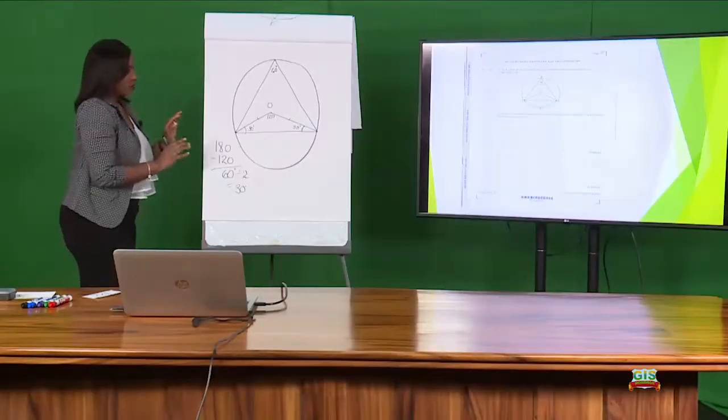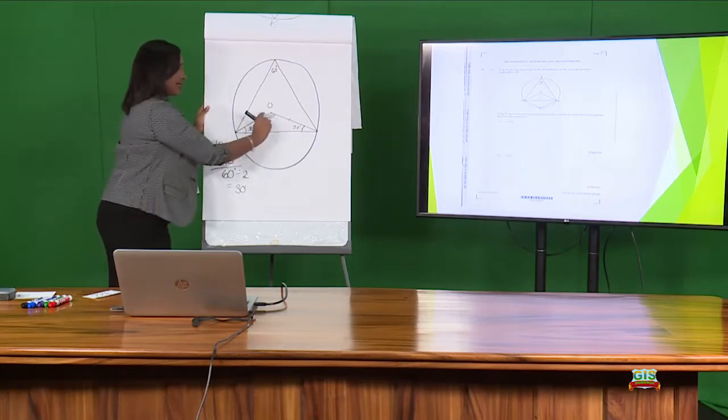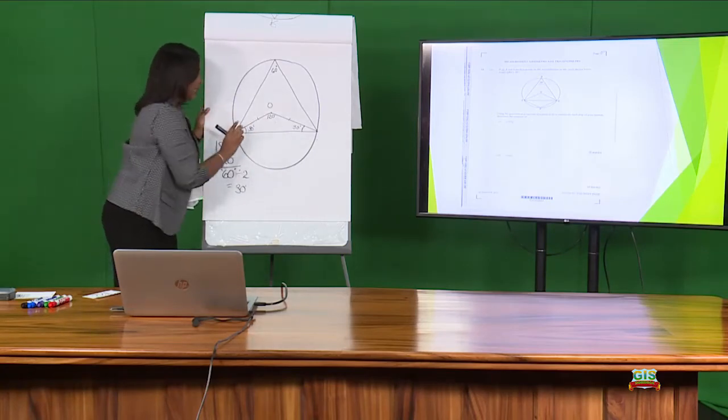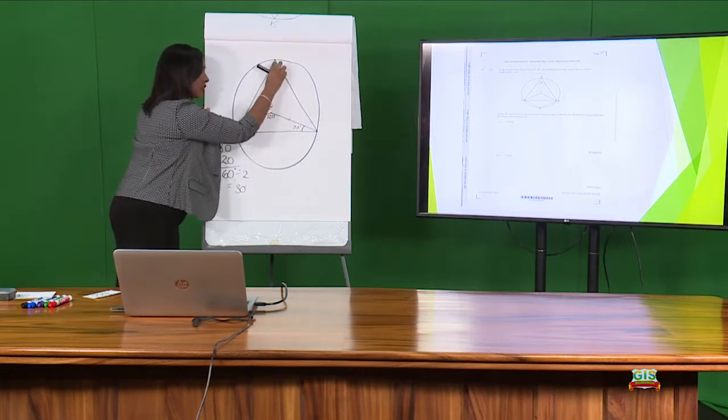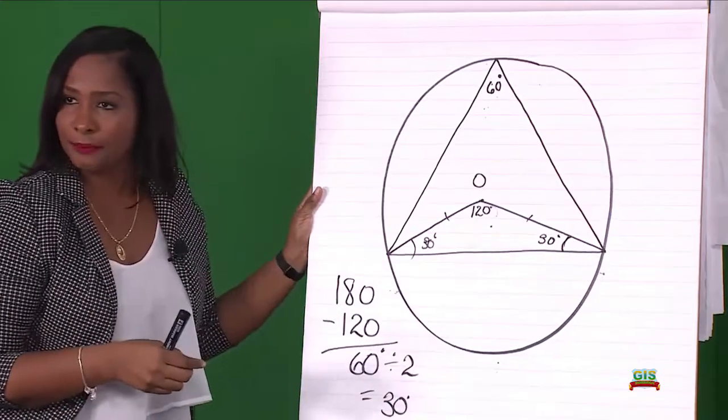Get that? So that's theorem number 1 we're looking at today, and I'll repeat. The angle at the center will be twice the size of the angle at the circumference once they come from the same chord or the same arc. Are we clear on that?